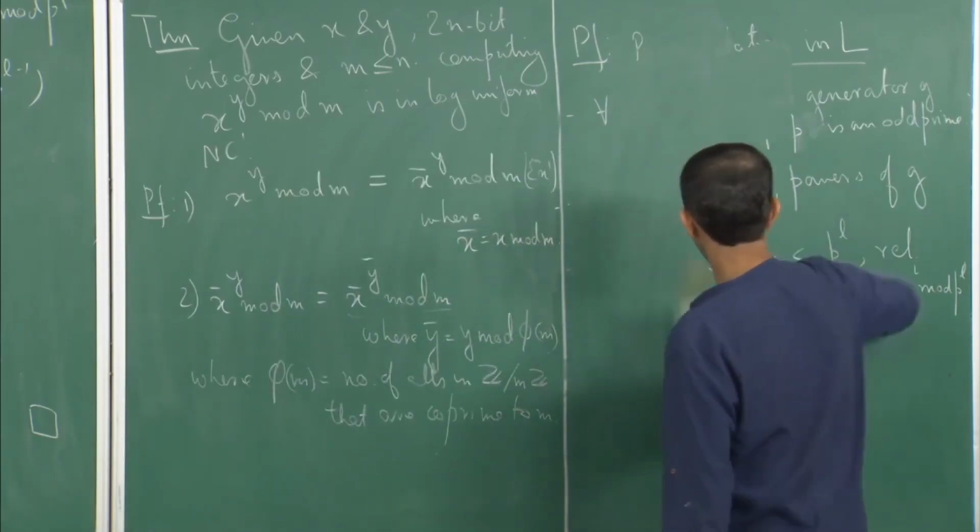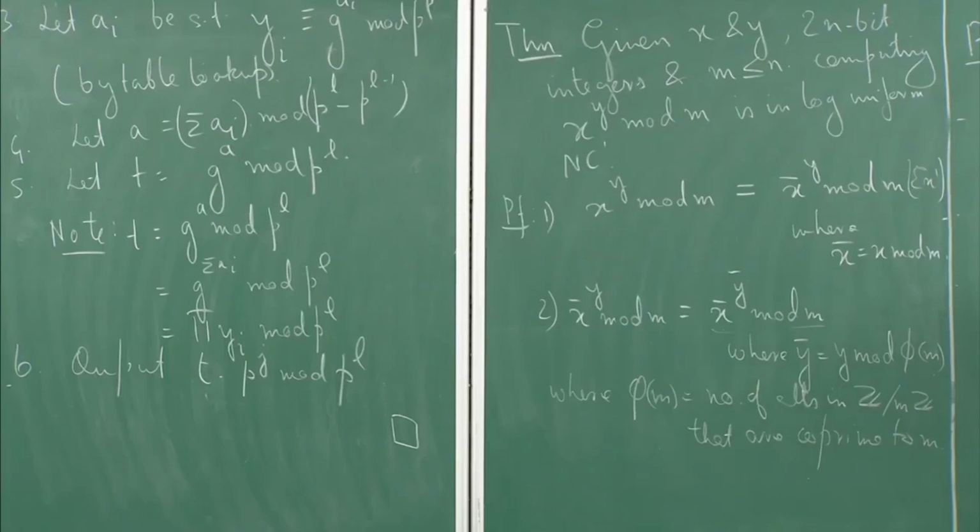Okay, now let's move to the next result. Is y bar still of the order of n? No, it is actually less than n. y bar is less than n, so it has only log n bits now. y had n bits. So y bar is at most phi m, which is at most m, which is at most n.